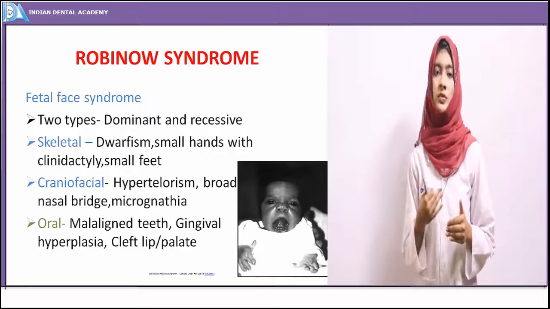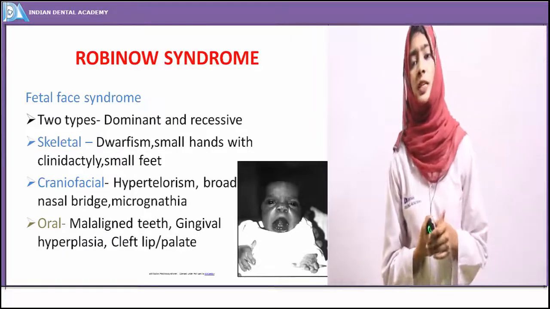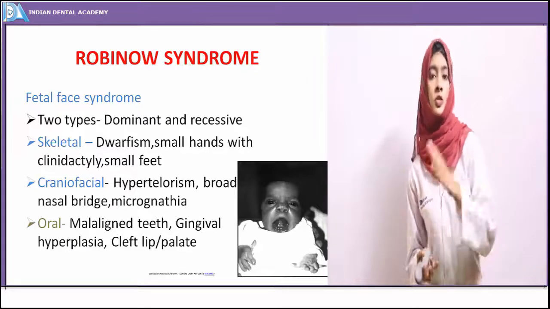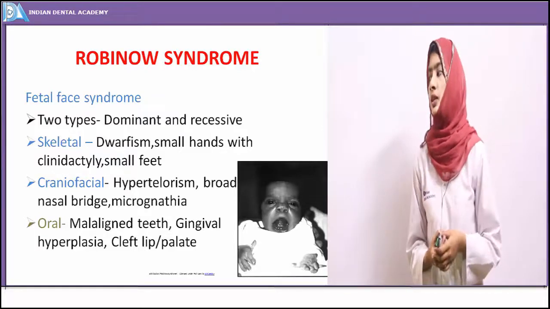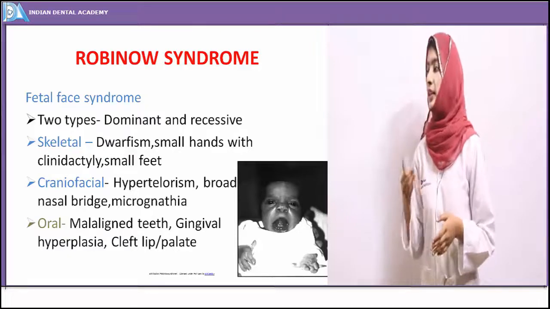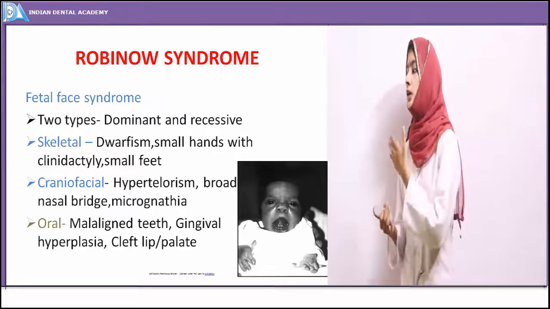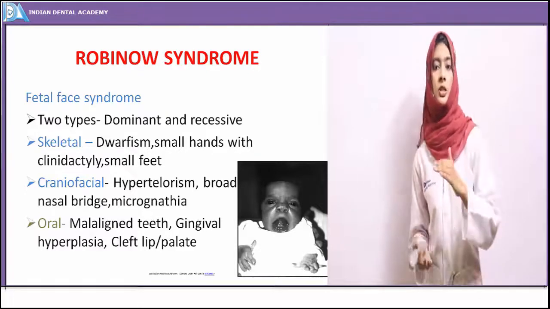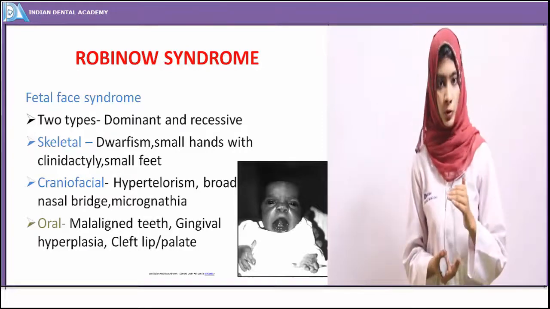It's also known as fetal face syndrome. There are two types of Robinow syndrome, the autosomal dominant form and the recessive form. The recessive form appears to be more severe than the dominant form. So the mode of transmission is both recessive and dominant. The characteristic features are skeletal manifestations. The child will have short stature, broad and short, that is, the child appears to be a dwarf.